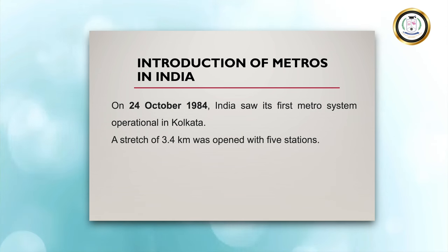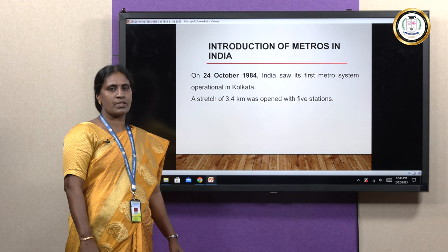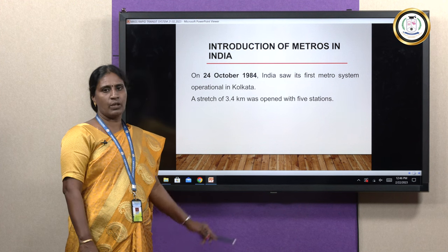Coming to the introduction of metros in India, in 1984, India opened the first metro system in the city of Kolkata, which operated 5 stations for a stretch of 3.4 kilometers.